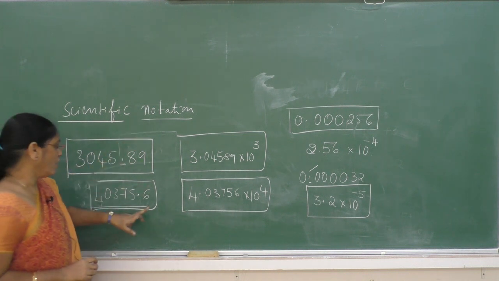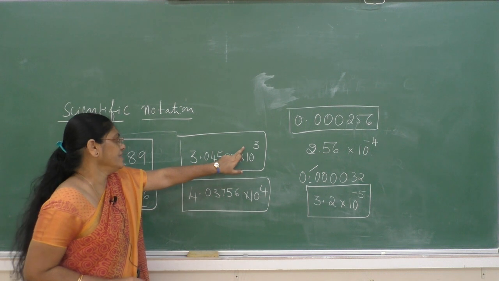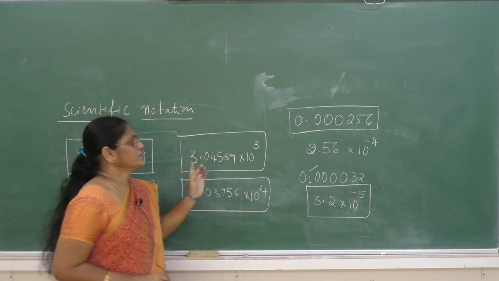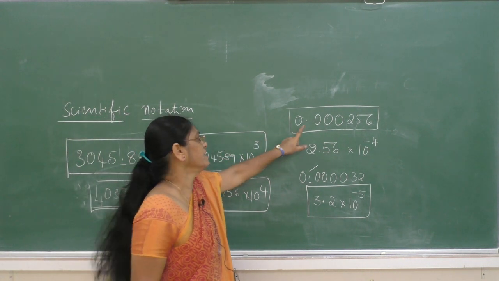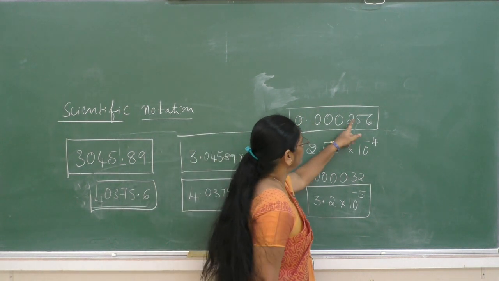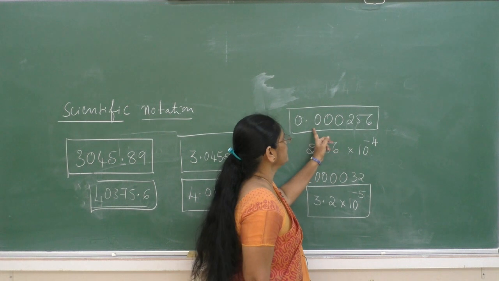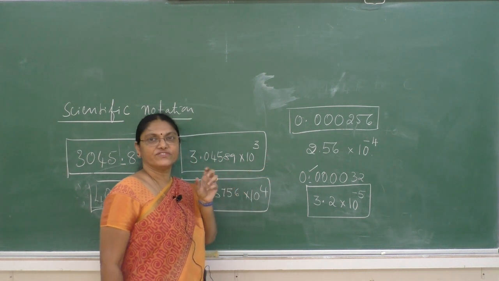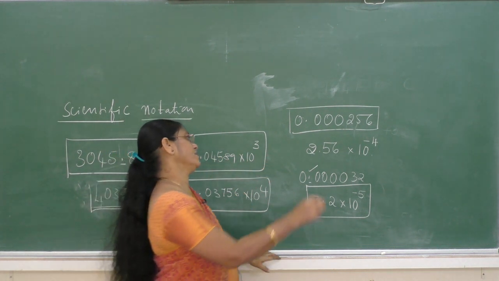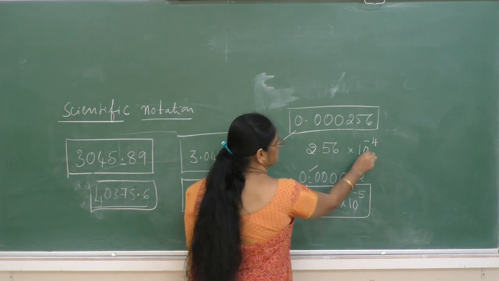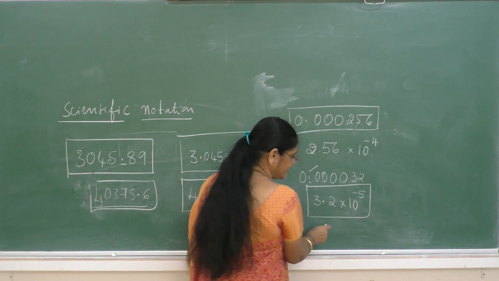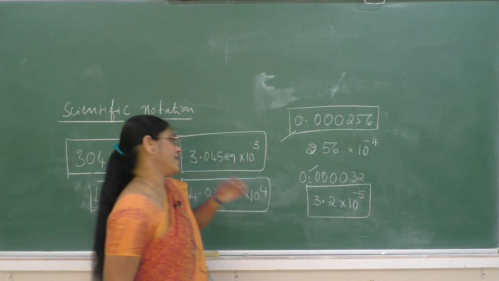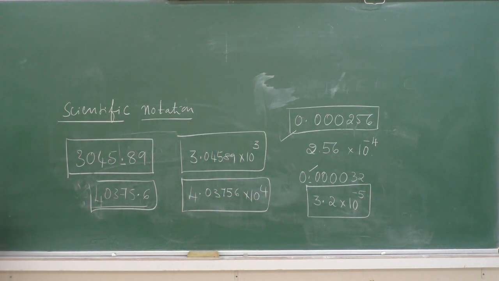So from these two examples we can say that if the decimal point is moved to the left, then the exponent of 10 is positive. In the second example, if the decimal point is moved towards the right, the exponent of 10 is negative. So in this example the exponent of 10 is minus 4, and in the other example the exponent of 10 is minus 5. So this is about scientific notation.